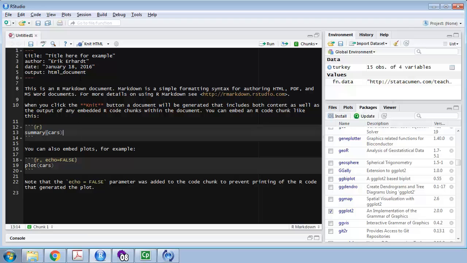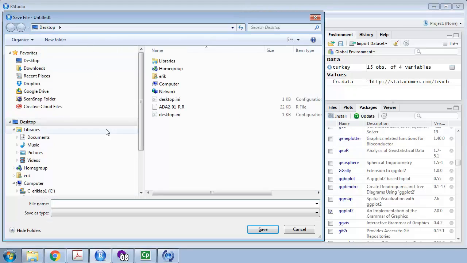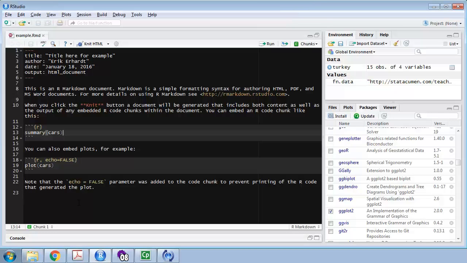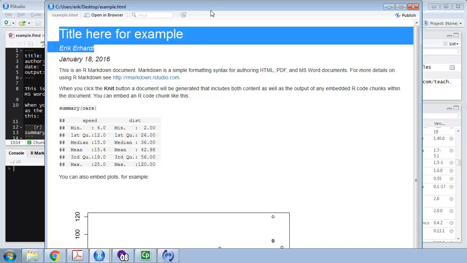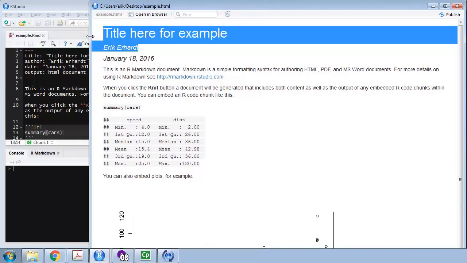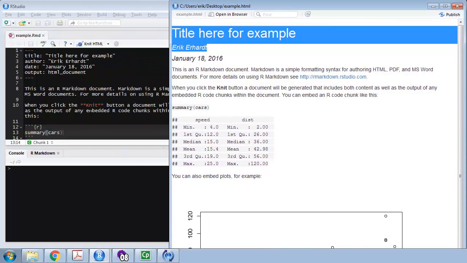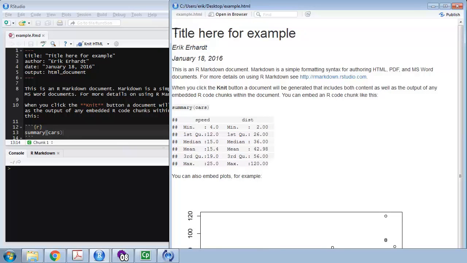And when I compile this, and in this case compilation is done by knitting, so I'm going to click knit, and it will require me to save this file first, so I'll just call this example. And .rmd is RMarkdown, and here's the output for this file. It's got the title. In fact, let me scroll this over a little bit so we can see both some of the document and the output. So we've got the title, we've got the author, we have the date, and in fact this is an HTML document.